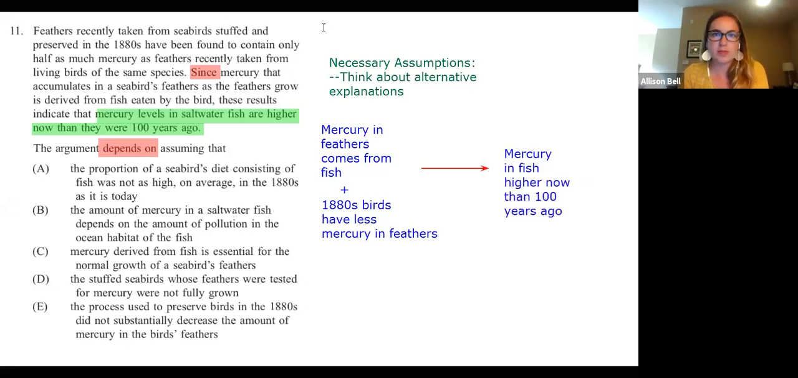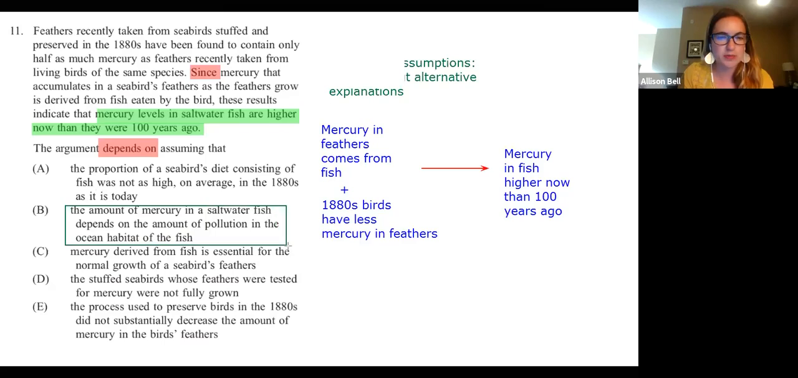Okay, so I see B being brought up. Let's start by taking a look at that. The amount of mercury in a saltwater fish depends on the amount of pollution in the ocean habitat. Okay, that sounds relevant, and pollution does sound like it would possibly explain the amount of mercury in fish. The question that I then have is, well, the big comparison is birds today, birds in the past, fish today, fish in the past. Do we have any information about pollution today versus pollution in the past from this question?